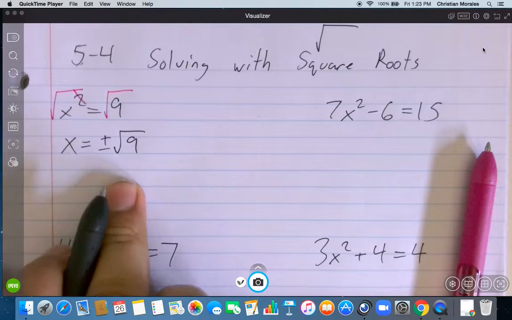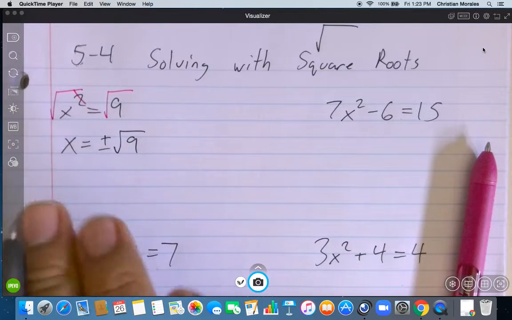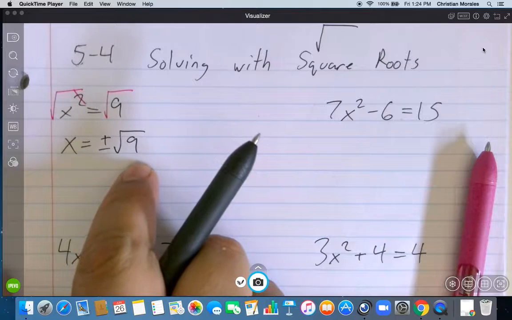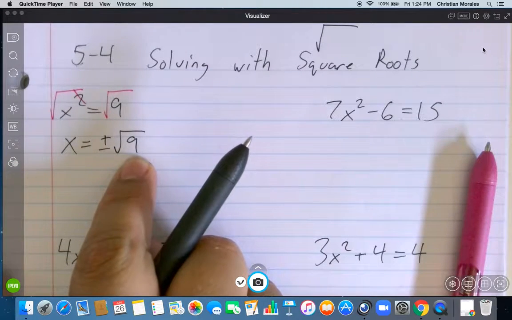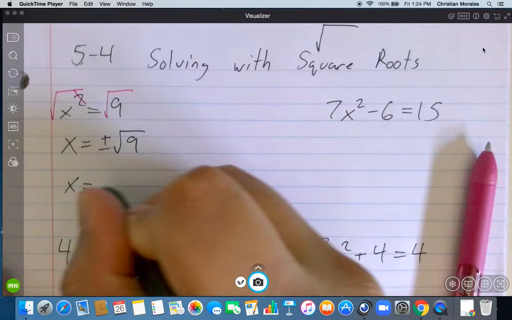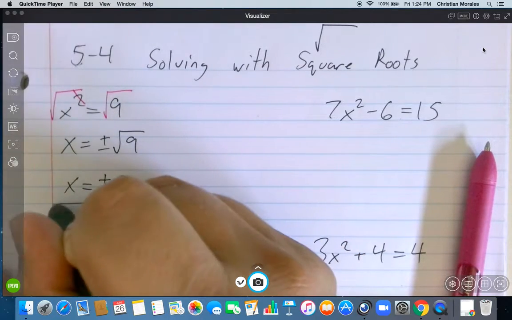Now, the reason I wrote it this way is because some numbers do not have square roots. You would leave your answer this way. But this actually has a square root. The final answer is plus or minus 3.